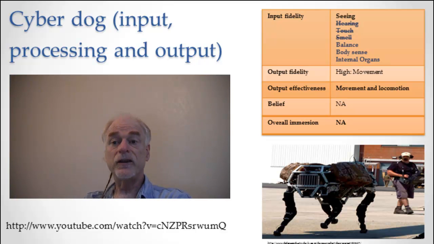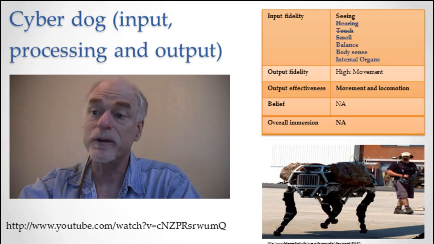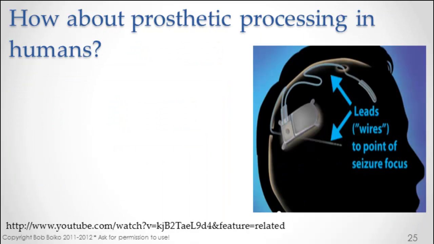So this cyber dog is input, processing, and output. It actually moves around with high effectiveness. I think you would agree. It's highly effective in its environment. It can move around and it can go all over the place. Okay, does it believe? Does it have immersion in its own belief? I think we can safely assume that this thing is a machine, right? But as we move along the cyborg trail, we're going to get to ones where we can start talking about beliefs and immersion.